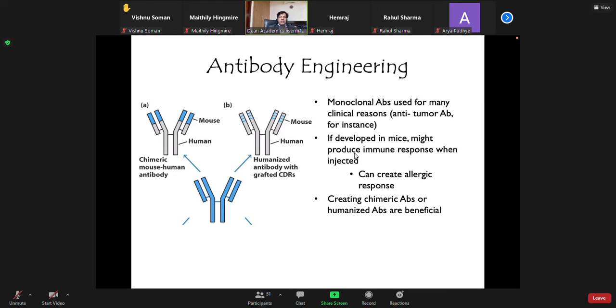Antibody engineering is the process where we are artificially developing antibodies having a particular specificity. If you want to target a particular disease, or if we are trying to increase the pool of antibody, in that case we engineer the antibodies. Yeah, that's one of the most important points.